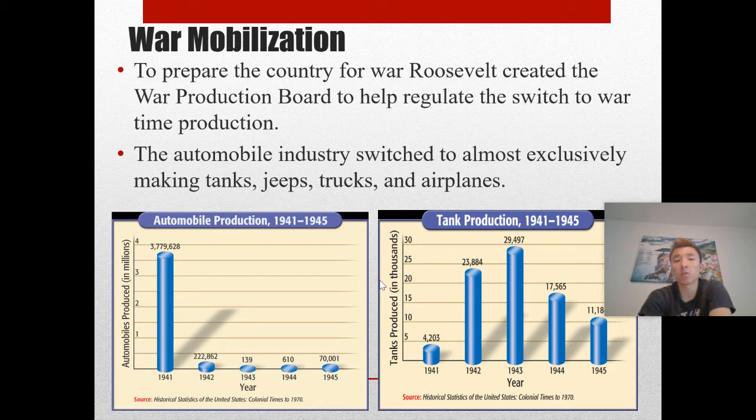All right, so this map shows war mobilization. To prepare the country for war, President Roosevelt created the War Production Board to help regulate the switch to wartime production. And so this map on the left shows automobile or car production during World War II. So of course, in 1941, most of that year, we are not at war, so we're producing millions of cars. But once we declare war on Japan, we focus on building tanks. And so car production goes way, way down. So as the map on the right shows, tank production goes way, way up during World War II. So it makes sense for the automobile industry to do what is necessary to help during the war effort.